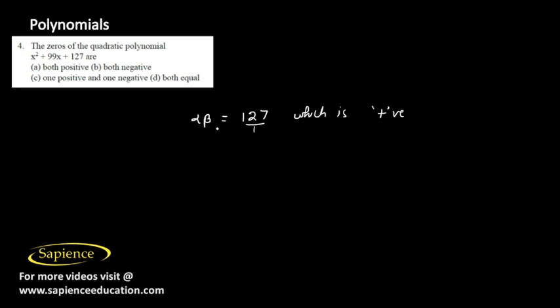So we got the product of the zeros as a positive number, and the sum of the zeros is minus b by a, and in this case b is 99. The sum of the zeros should be equal to minus b by a. So the sum of the zeros is a negative number. Only then we can get a positive number here. So alpha plus beta, or the sum of zeros, is negative.